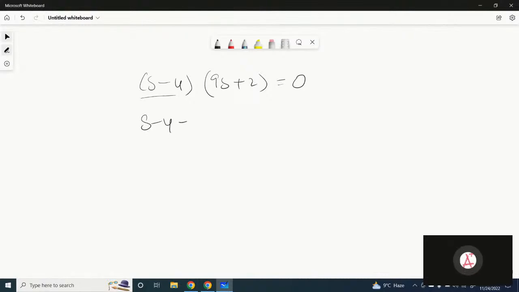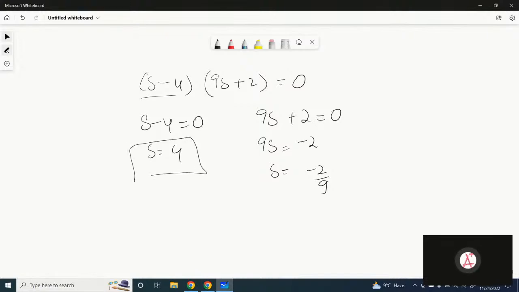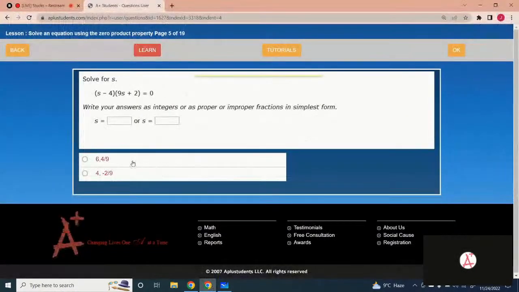Okay, s minus 4 equals 0 and 9s plus 2 equals 0. So s equals, shift that negative 4 to the other side, it would be then positive 4. You have 9s, move that positive 2, it would be then negative 2. So s equals negative 2 over 9. So it is s equals 4 and s equals negative 2 over 9.